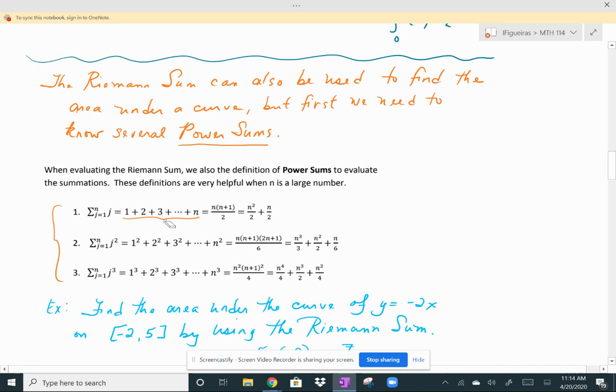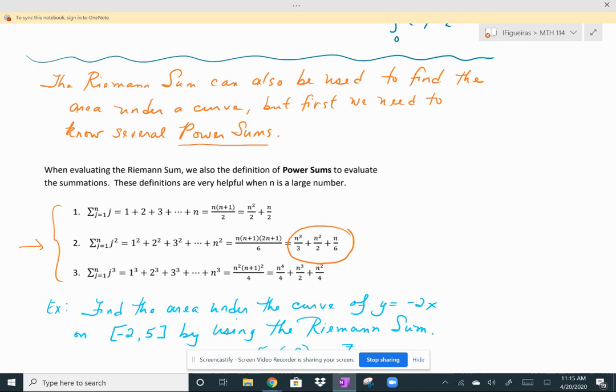Same is true for the second and third power sum. Second one says that if you have the sum as j goes from 1 to n of j squared, we know that's equal to 1 squared plus 2 squared plus 3 squared, etc., all the way up to n squared. You get the same result in a more efficient way by doing n cubed over 3 plus n squared over 2 plus n over 6.